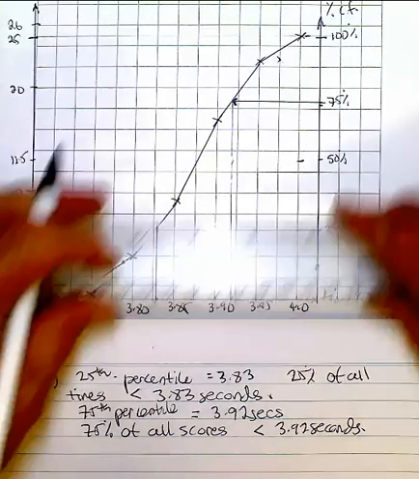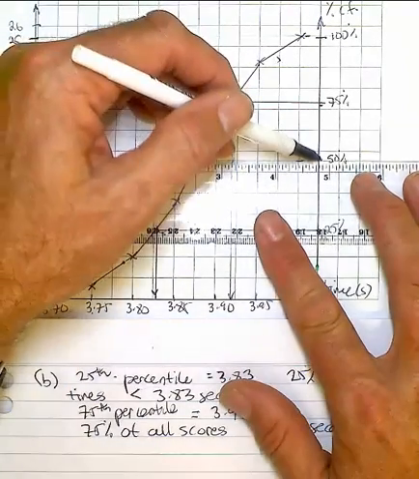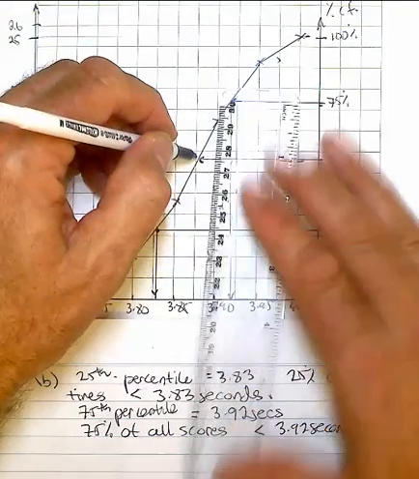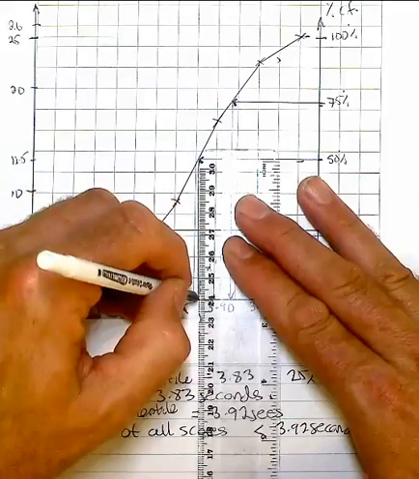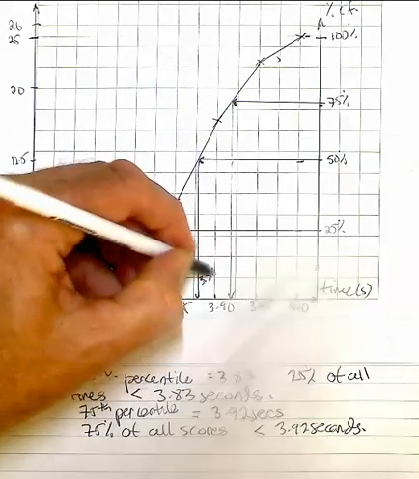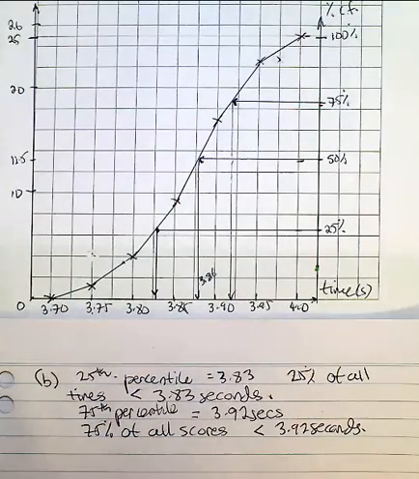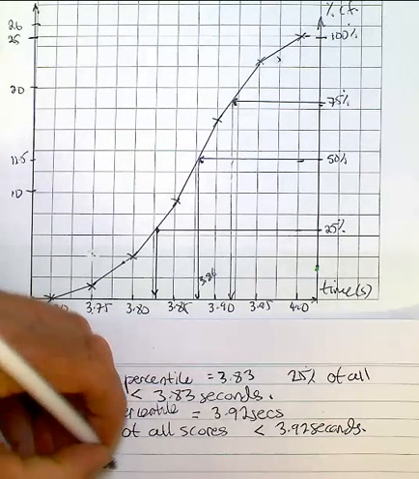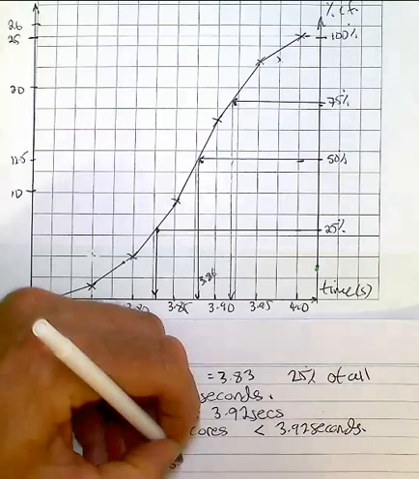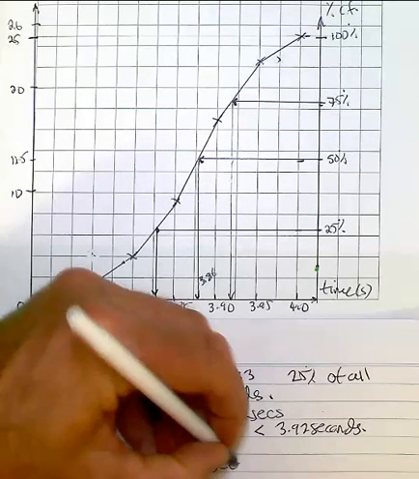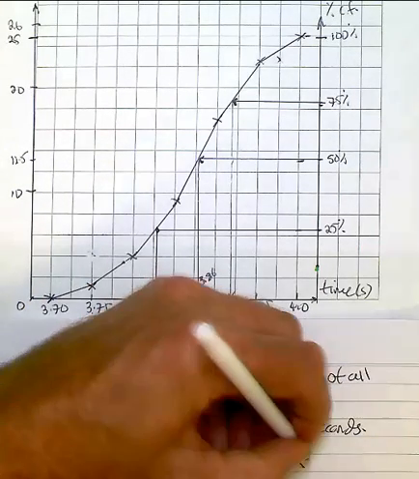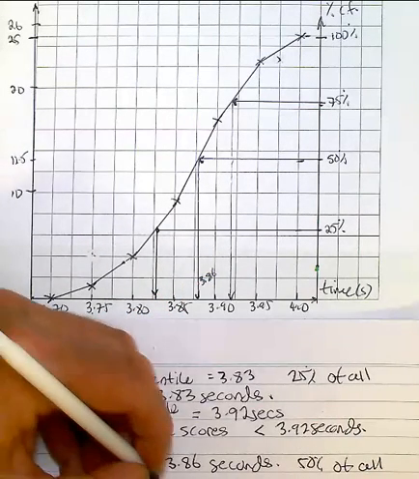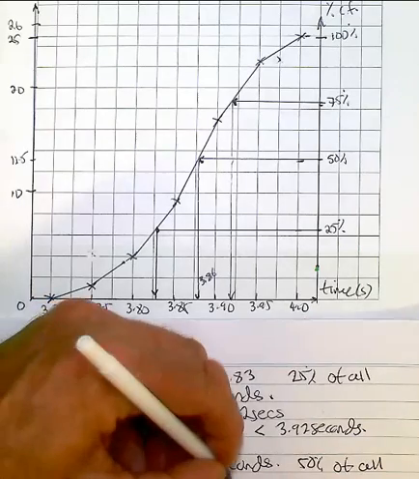The median, the 50th percentile, ruling across and ruling down. So round about 3.86 or thereabouts. So 50% of all times will be less than 3.86 seconds.